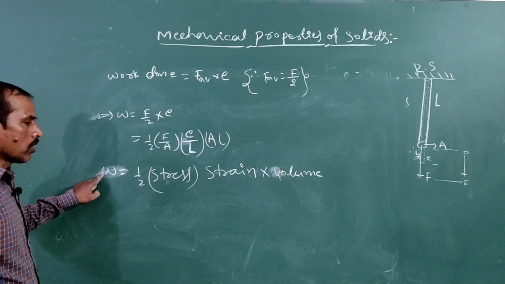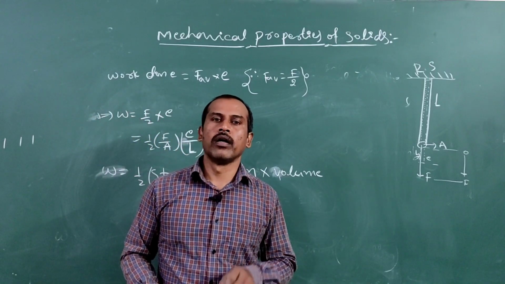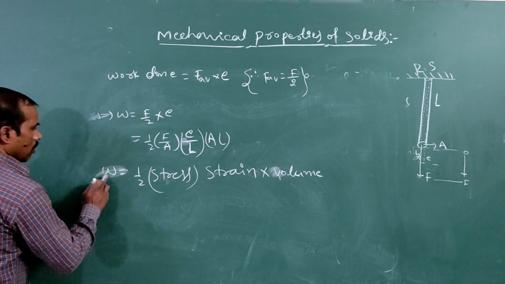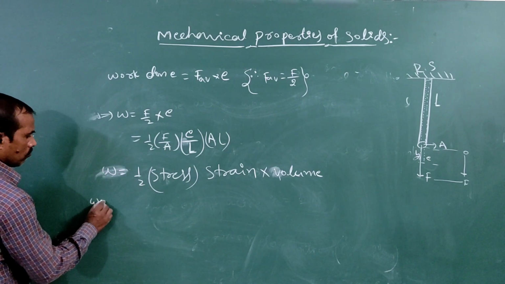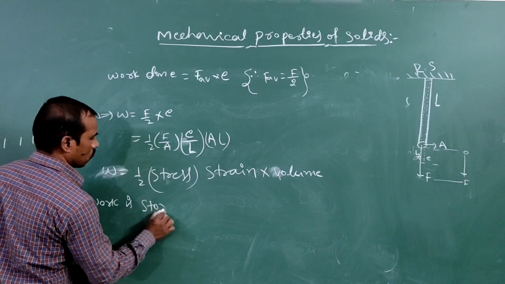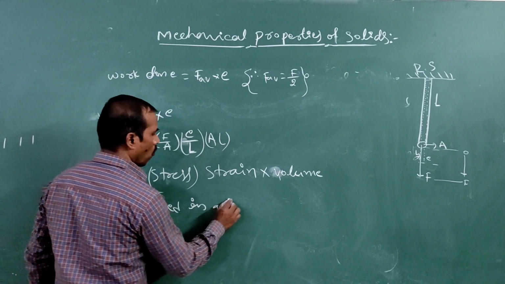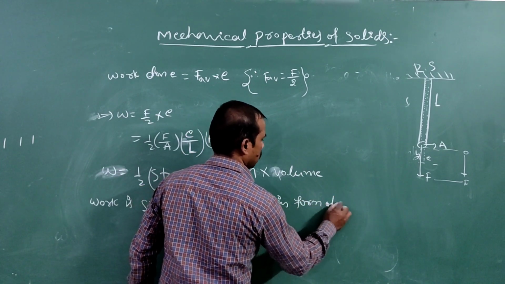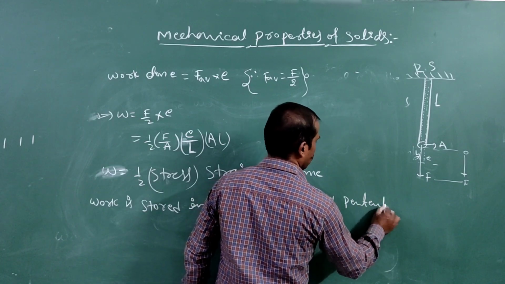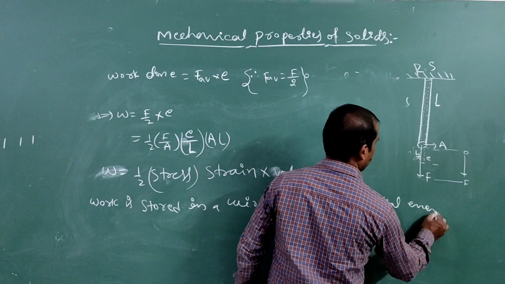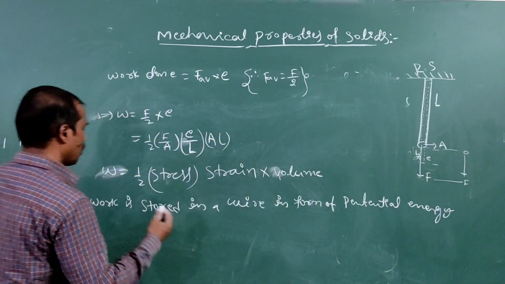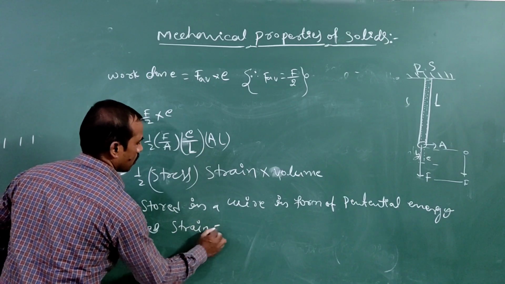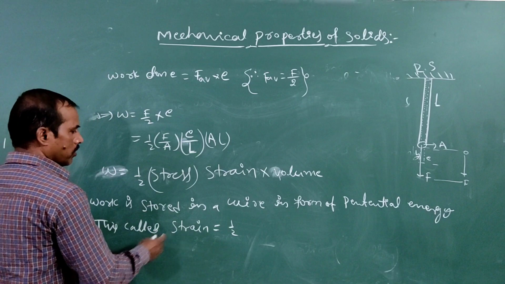Now this energy, this work, is stored in the wire in the form of potential energy. This potential energy is called strain energy. So this is your statement already మనం చెప్పిన కొద్ది, this work is stored in a wire in the form of potential energy, and it is called strain energy, U.